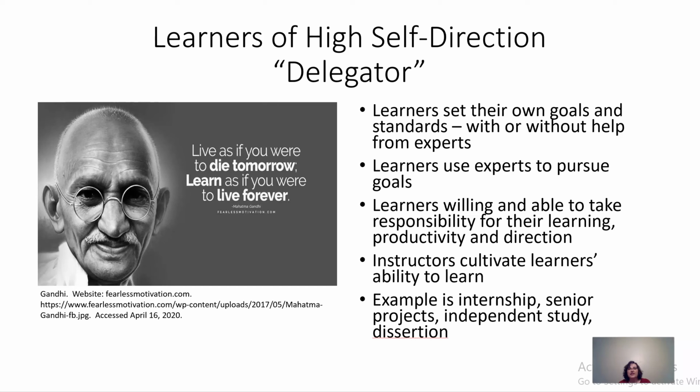They tend to be more away from the actual learning, are there for expert consultation to provide guidance, but also are there in a very supportive role. The examples given are an internship, senior projects, independent study, and dissertation. Dr. Grow provided the example of Gandhi as the delegator. And Gandhi, if you remember, was a civil rights leader and a lawyer, and he used nonviolent resistance to inspire movements for civil rights throughout the world.